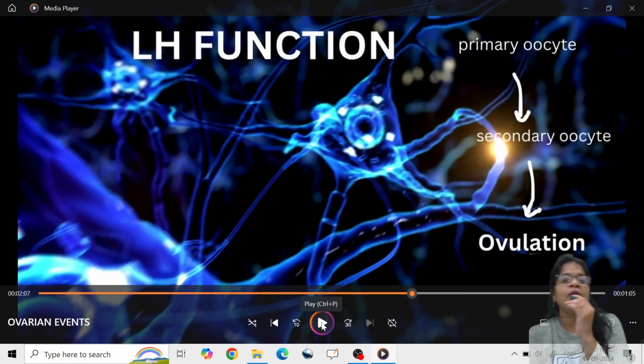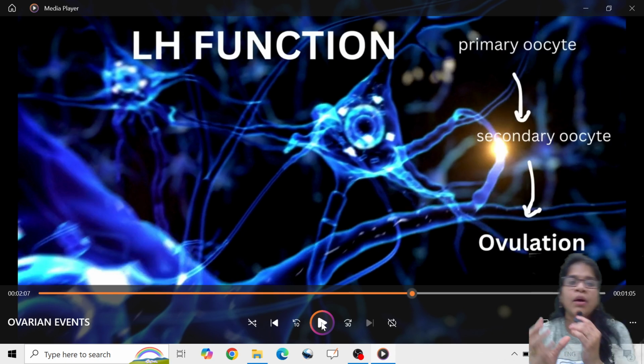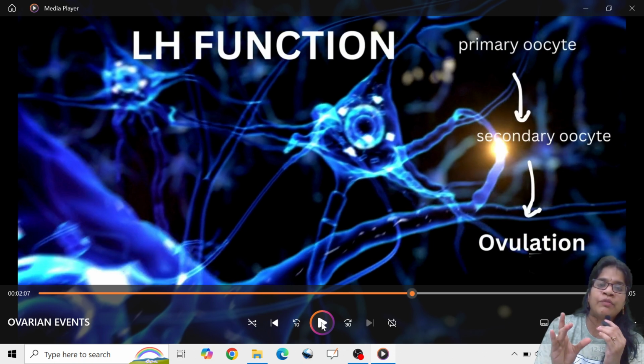This luteinizing hormone, as I told you, when it is acting upon your granulosa cells and your theca cells, the primary oocyte within it is converted into the secondary oocyte. Once it forms a secondary oocyte, it is ready for your ovulation to happen, right? So that is how the maturation of your Graafian follicles happens. The primordial follicle is converted into a Graafian follicle, and finally it is released during the ovulation on the 14th day of your cycle.